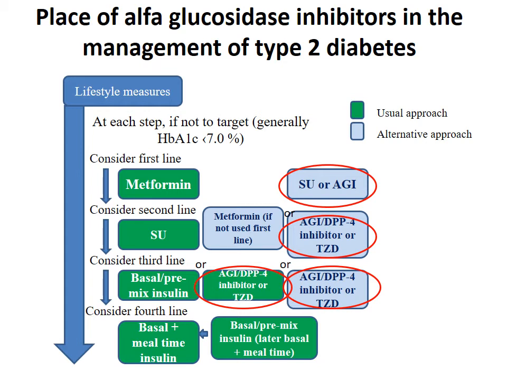Alpha glucosidase inhibitor can be used as first-line drug therapy if metformin is contraindicated or cannot be used. It can be added with other drugs.